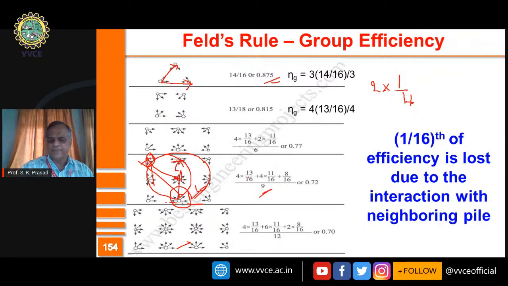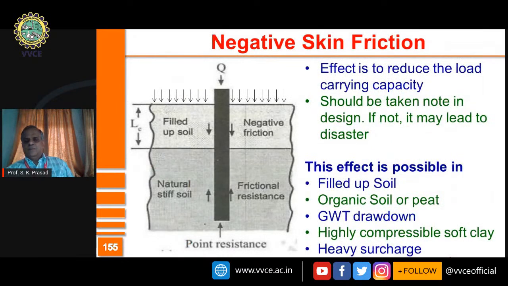4 are affected by 3, therefore 4 into 13/16. 4 are affected by 5, therefore 4 into 11/16. And then 1 is affected by the effect of 8 piles, therefore 8/16. So you find the efficiency. So you can find efficiency using Felt rule when you don't want to memorize.